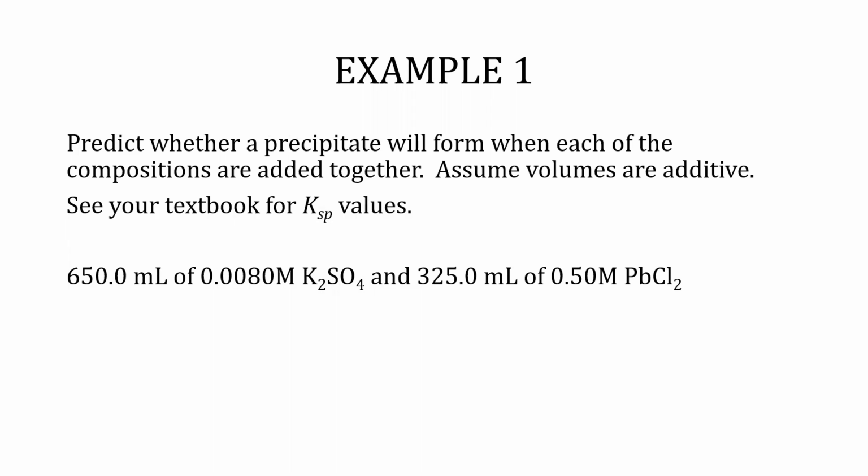Predict whether a precipitate will form when each of the compositions are added together. Assume volumes are additive. See your textbook for KSP values. 650 milliliters of 0.0080 molar K2SO4 and 325 milliliters of 0.50 molar PbCl2.